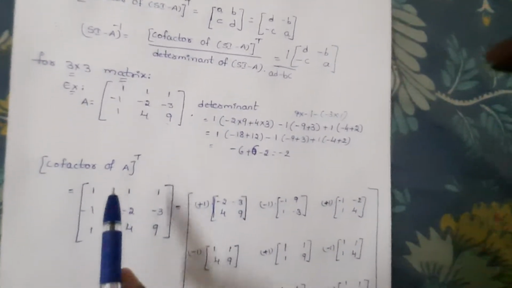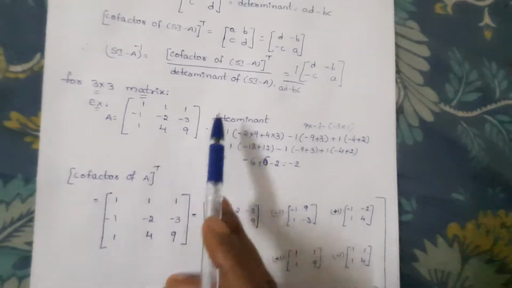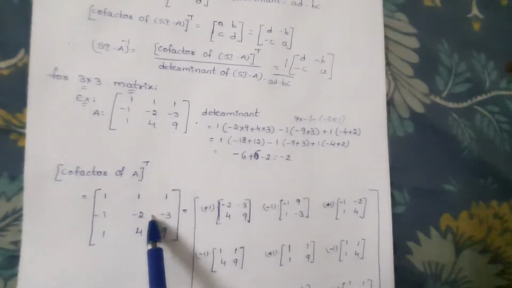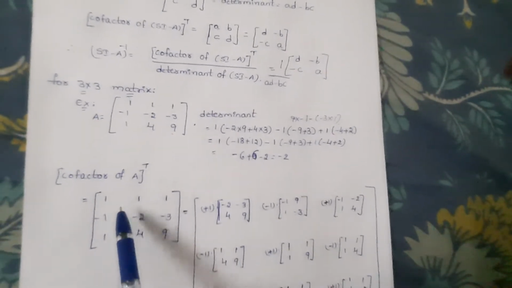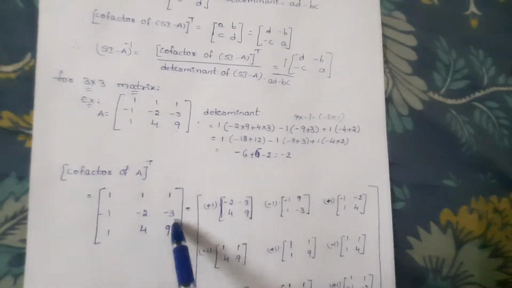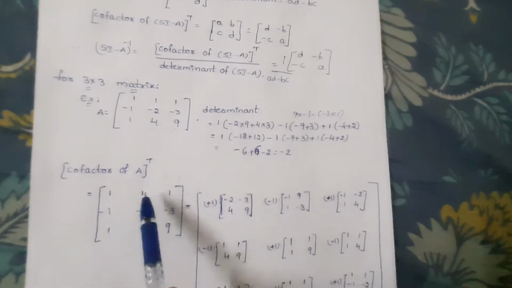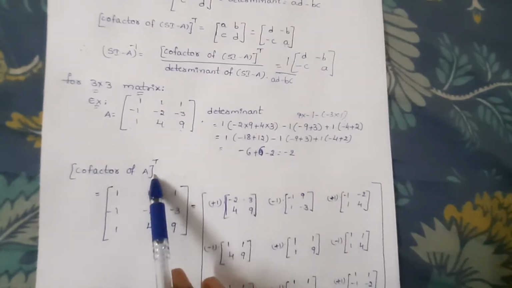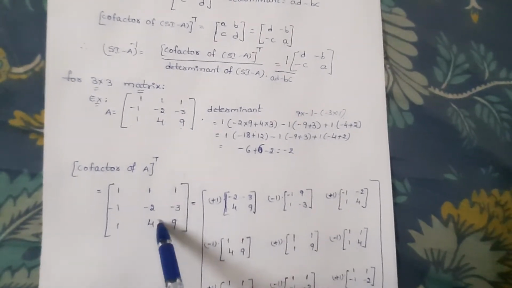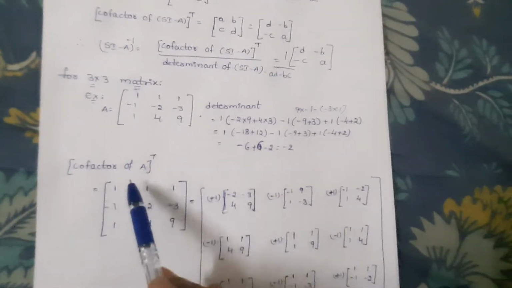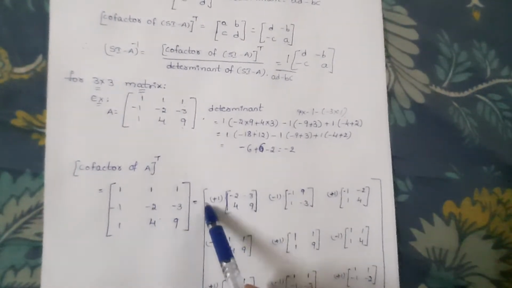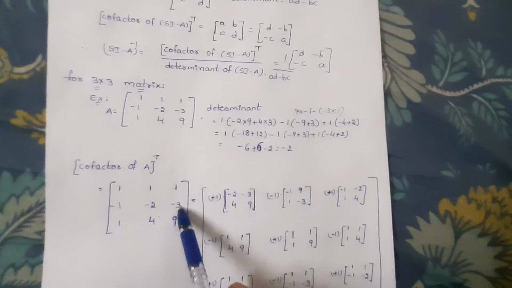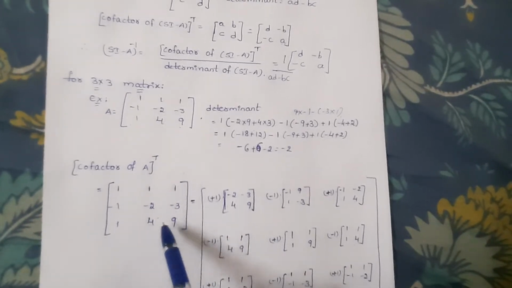And if you consider the cofactor of this, the cofactor of A transpose, you should determine it here. This is the A matrix. To determine the cofactor, whatever the values here, minus 2, minus 3, 4, 9, it may be 2, 3, 1 like that. But for finding the cofactor, you should not consider all these values. The sign pattern is plus, minus, plus, minus, plus, minus, next plus, minus, plus.